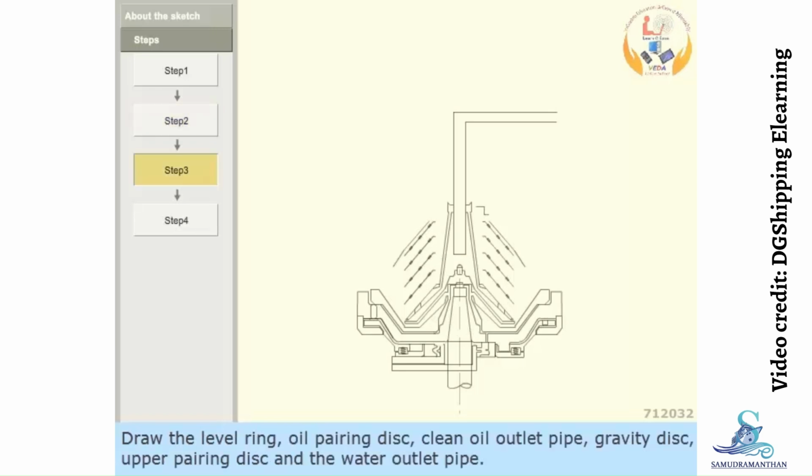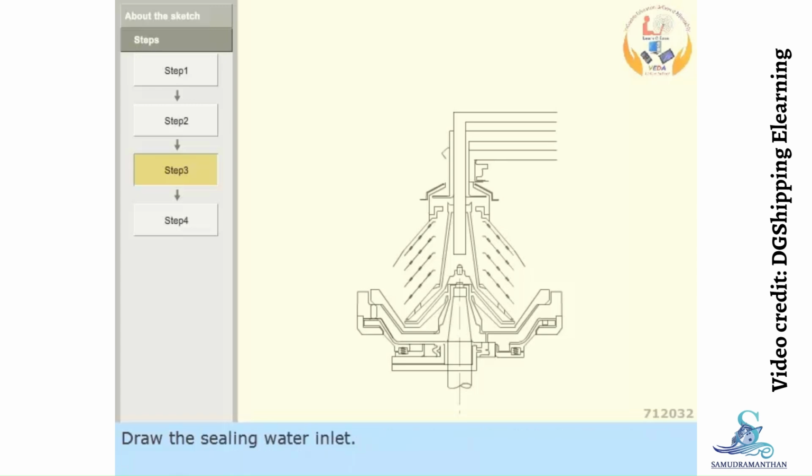Draw the level ring. Oil pairing disc. Clean oil outlet pipe. Gravity disc. Upper pairing disc. And the water outlet pipe. Draw the sealing water inlet.